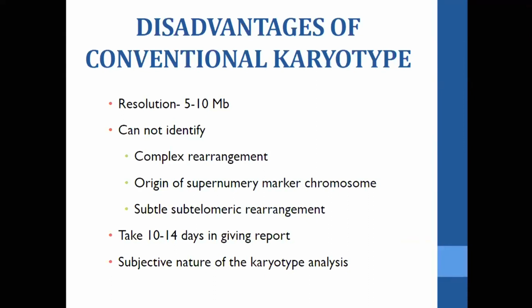Sometimes there can be small subtelomeric rearrangements, so that can also be missed. Suppose there is exchange of material between 13 and 17 and the size of both the segments is around 10 MB. Then despite the size being more than the resolution limit, it can be missed.